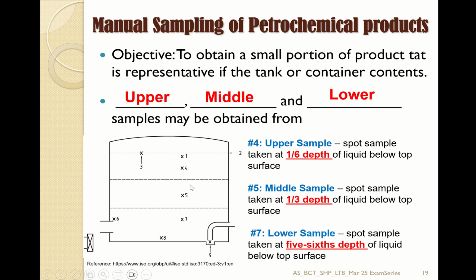If you take a running sample, then it's okay. You just go down, then go up back again. But if you are not taking it by running sample, you can take at 4, you can take at 5, you can take at 7. Then you combine all this together into one representative sample.